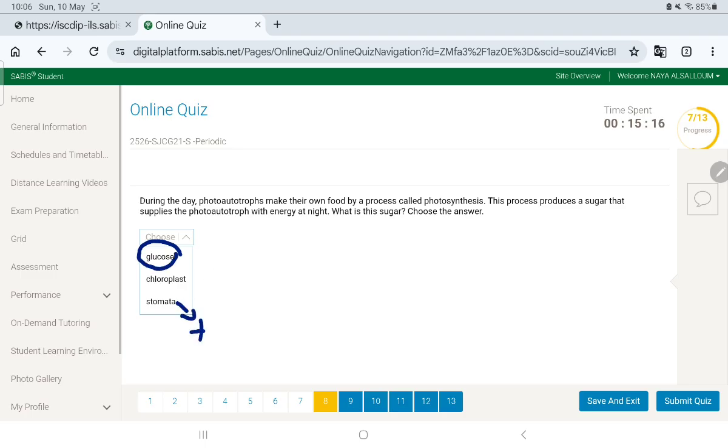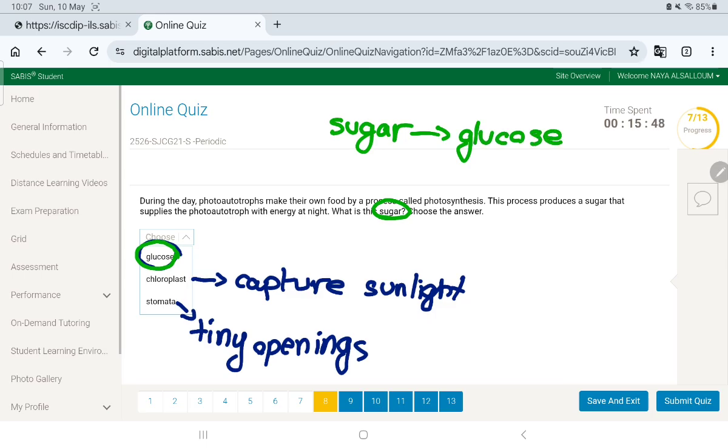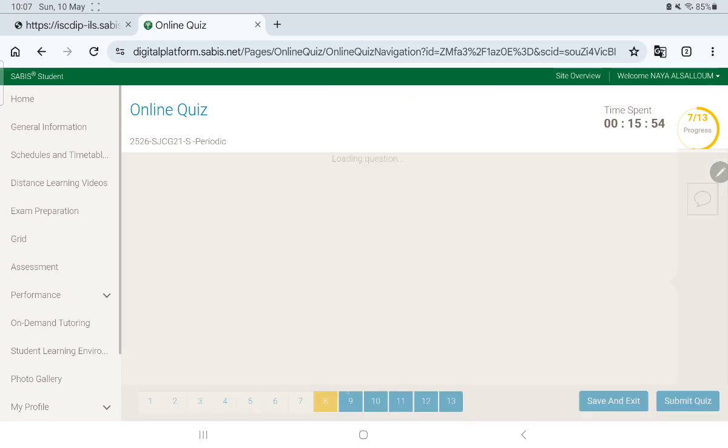Stomata, we said, they're tiny openings. In the chloroplast, they capture sunlight with the chlorophyll, obviously. So, they capture sunlight. But which of these is the sugar, the glucose? So the sugar produced for chemical energy is called glucose. So that you need to know. So the sugar, once again, is the glucose.